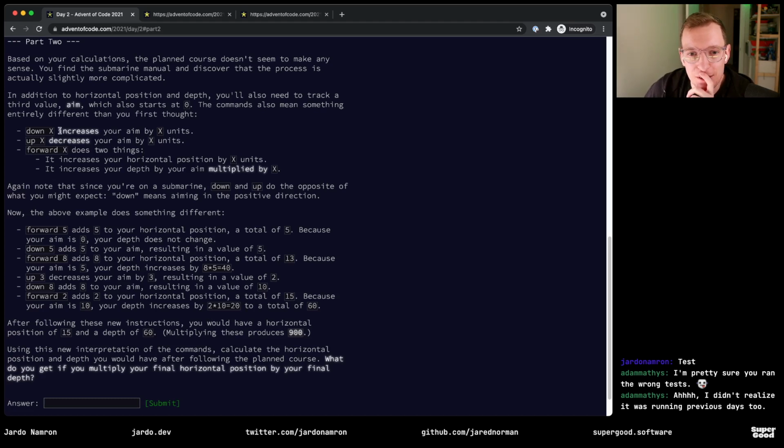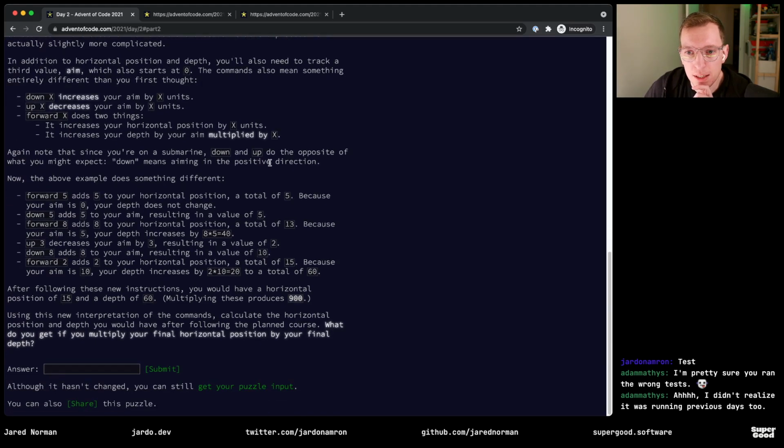All right, so down X increases your aim by X units. Up X decreases your aim by X units. Forward X does 2 things. It increases your horizontal position by X units. It increases your depth by your aim multiplied by X. Okay. Again, note that since you're on a submarine, down and up do opposite of what you're expecting. Down means aiming in the positive direction. Yes, I understand.